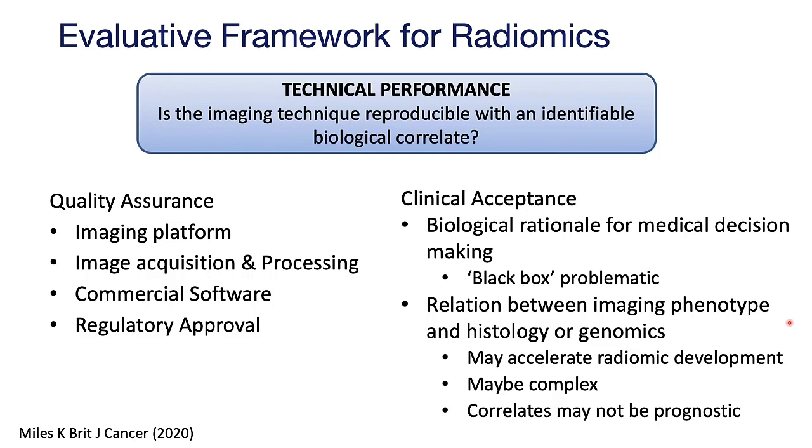The other issue we need to consider is around the relationship between the imaging phenotype and the genomics. Now, it's possible that if we have a known genomic or biological characteristic that is already identified to be clinically significant, if we focus our radiomic development for correlates of those, that may speed up the radiomic development, but it also may not turn out to be that simple. Sometimes the relationship between the imaging phenotype and the genotype can be complex, and I'll just show an example of that. And also sometimes the biological correlates that we find may not be prognostic themselves, so what do we do then? And I shall show an example of that.